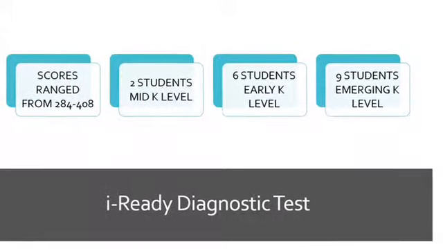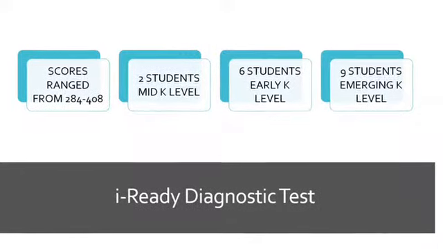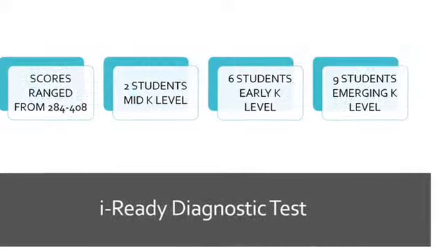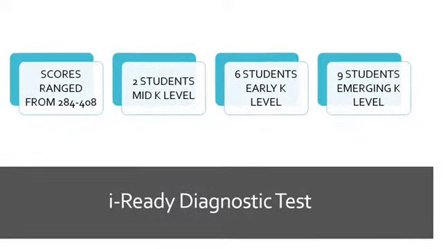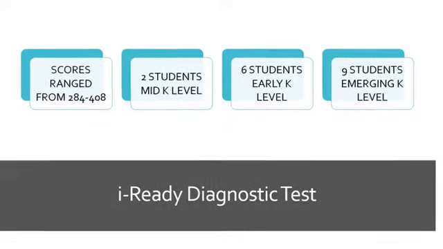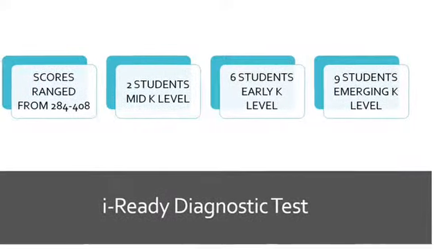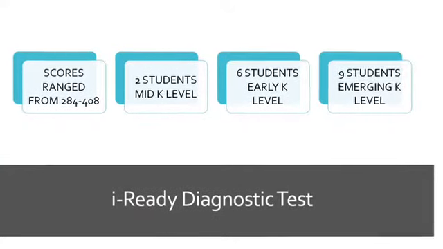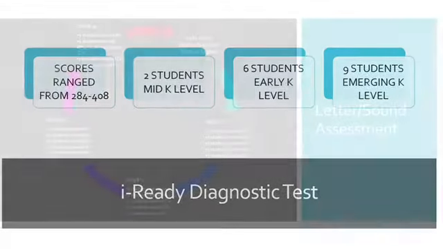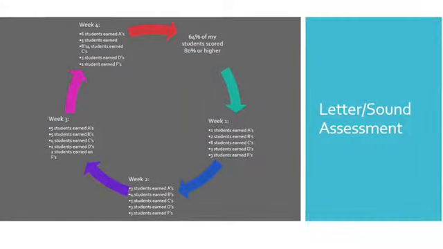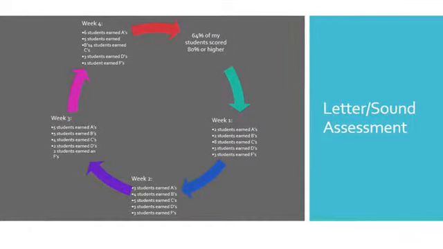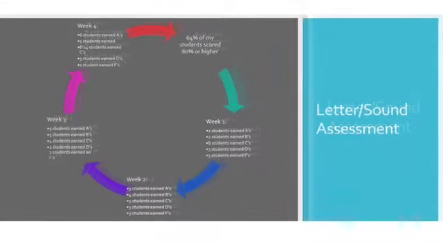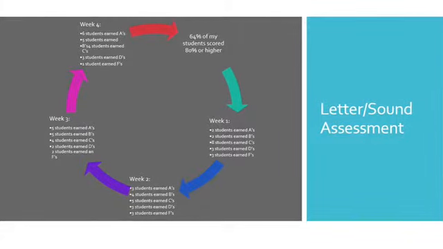The iReady score ranged from 284 to 408. There are 2 students who are in mid-K level, 6 in early K level, and 9 in emerging K level. The pre-test of the letter sound assessment indicated that 64% of my students scored 80% or higher. During the 4-week span of this action research, the letter sound assessment displayed gains.